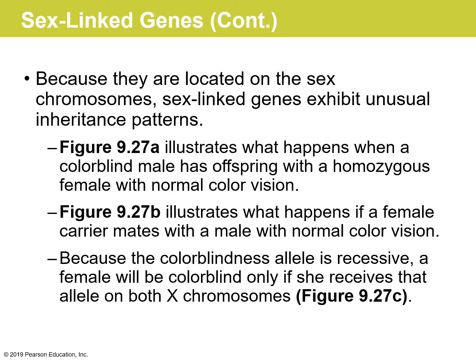Since sex-linked genes are located on sex chromosomes, they exhibit unusual inheritance patterns, which are very different from autosomal inheritance. In the next slide, you will see a figure with three panels, A, B, and C. Panel A illustrates what happens when a colorblind male has offspring with a homozygous female who is normal for color vision. Figure B shows what happens if a female carrier mates with a male with normal color vision. In figure C, because the color blindness allele is recessive, a female will be colorblind only if she receives that allele on both X chromosomes.